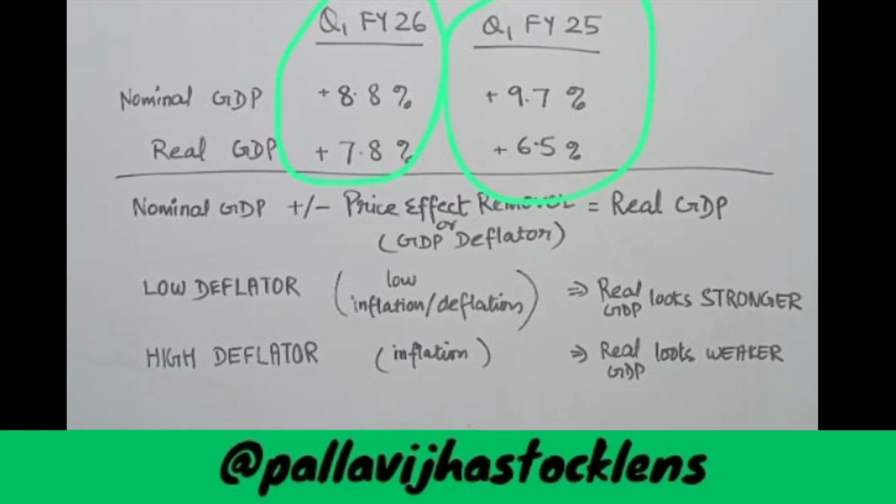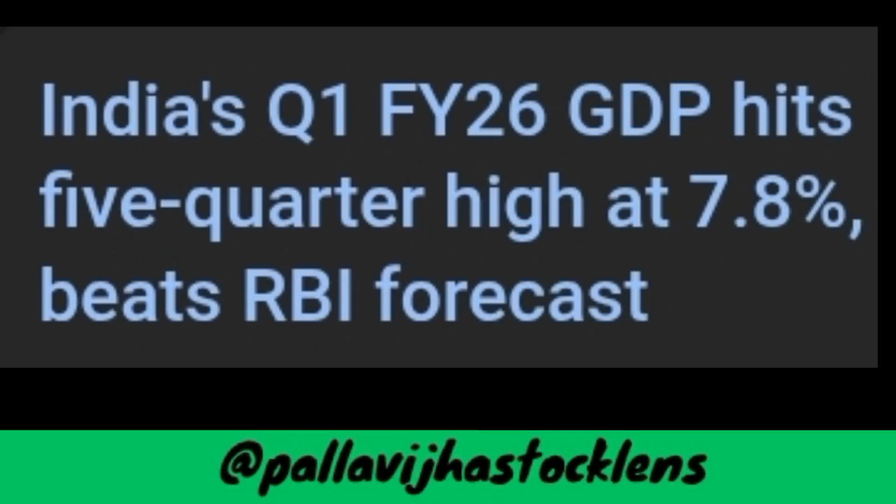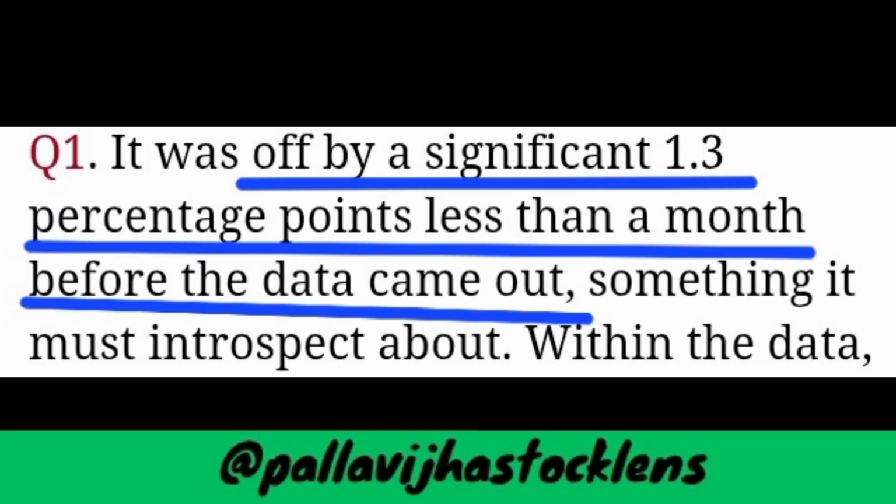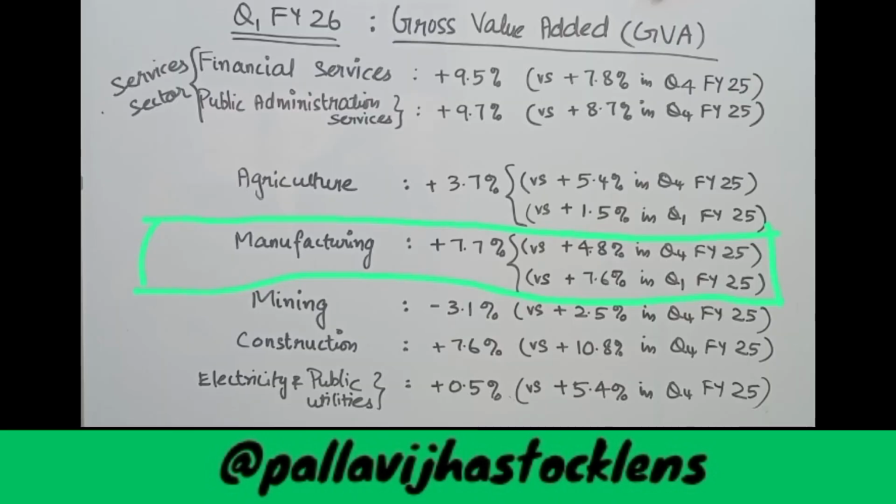to real GDP growth. So after the Q1 FY26 GDP numbers have come out, many are probably surprised or a little confused, and there are many reasons for the surprise or confusion, so we'll list them out. One, there is an opinion that just a month before, the GDP growth numbers were a significant 1.3% lower than what has been portrayed now, that is 7.8%. So even if you see the manufacturing sector, it has grown by 7.7%.